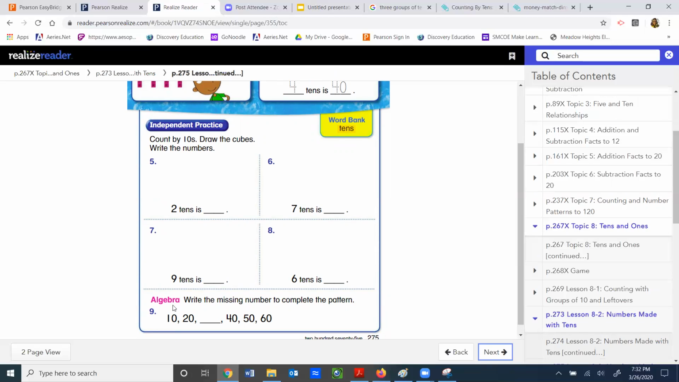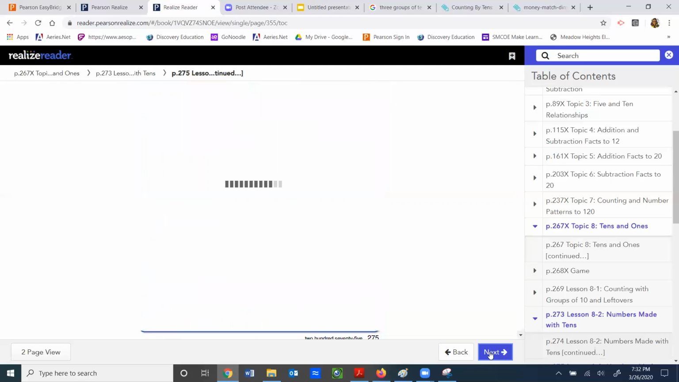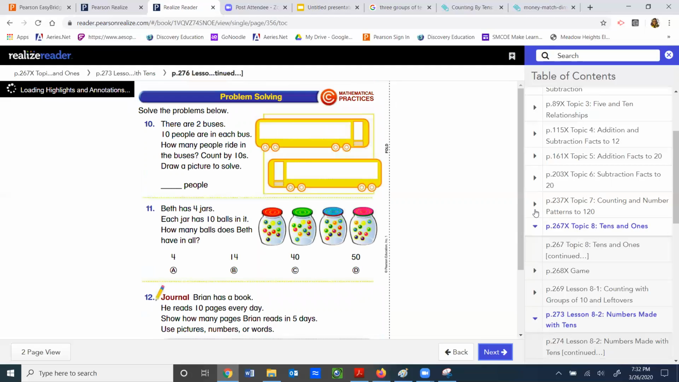Number 9 says, write the missing number to complete the pattern. So this starts off counting 10, 20, blank, 40, 50, 60. You need to figure out what number is missing. All right, and here we go to the last page.